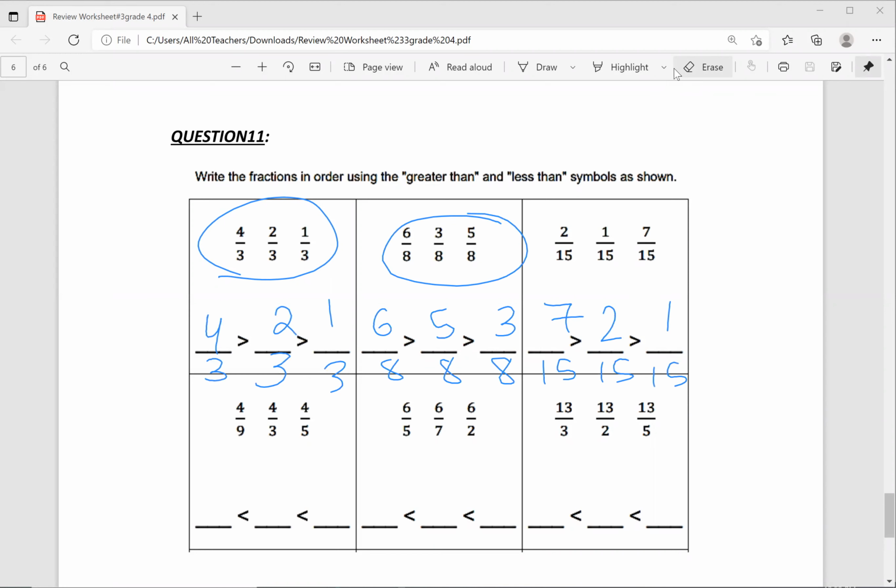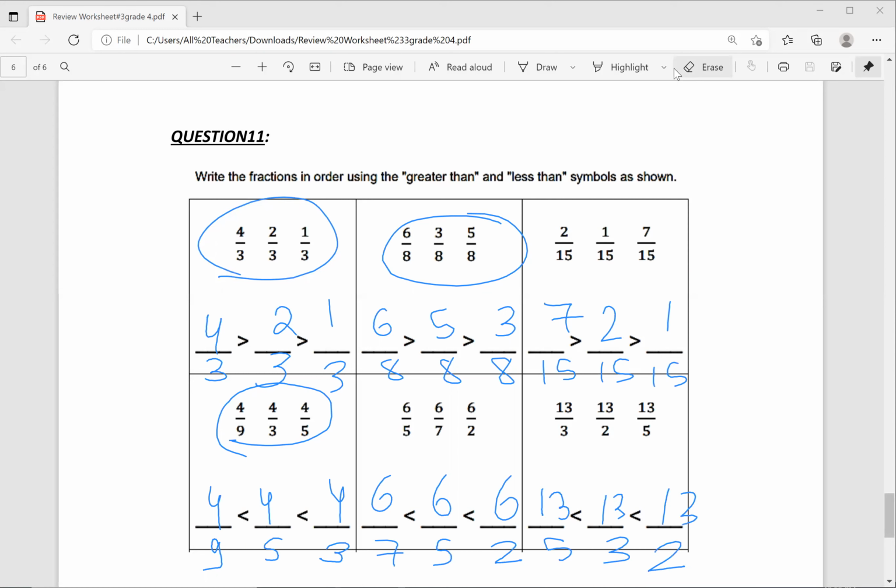Now we're going to do the opposite. So I want the smallest first. The smallest out of these is 4 over 9, because you know when we have the top numbers the same, the bigger the denominator, the smaller the fraction. So 4 over 5, 4 over 3 is the biggest. Now 6 over 7, 6 over 5, 6 over 2. And the last one is 13 over 5, then 13 over 3, then 13 over 2.